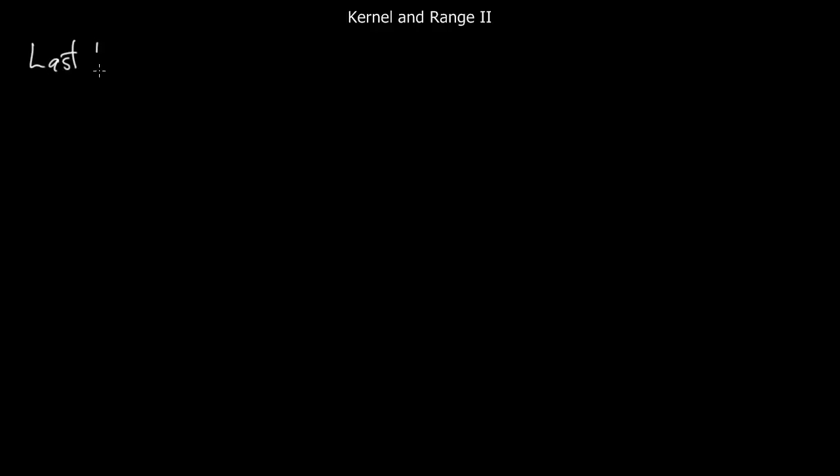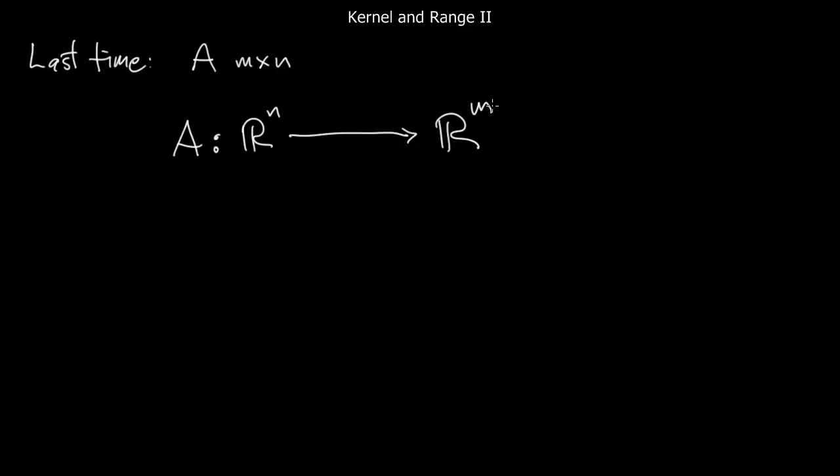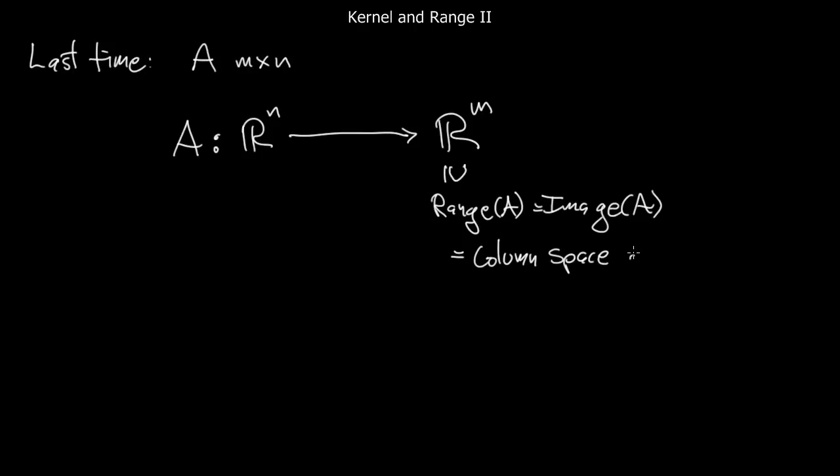Welcome back. This is a continuation of the lecture last time about kernel and range of a matrix. So let's recall, if you have an m by n matrix, you think of it as a map from Rn to Rm, and associated to it there are the following subspaces. There's the range of A, and that's just another word for the image of A, and that's also realized as the column space of A.